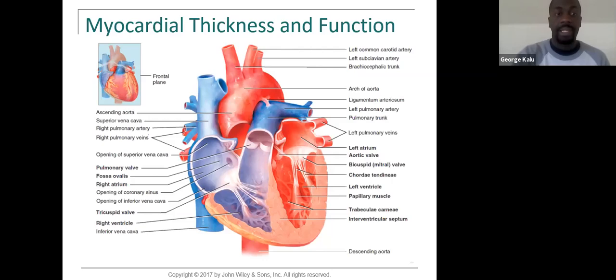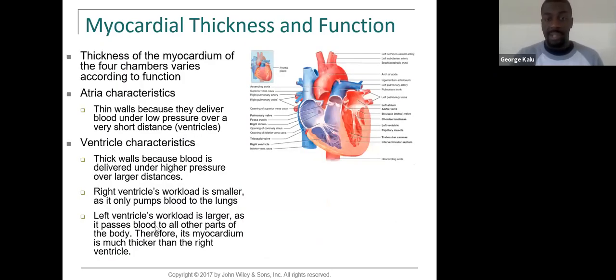All right, so this slide just kind of illustrates exactly what I just said here. The thickness, like I said, is going to vary in different chambers of the heart. The atria are going to have a very thin myocardium because they only need to deliver blood from the atria into the ventricles. They only need to deliver that blood over a very short distance. They don't need very much myocardium. There's not a whole lot of pressure needed, so there's not a whole lot of myocardium necessary.